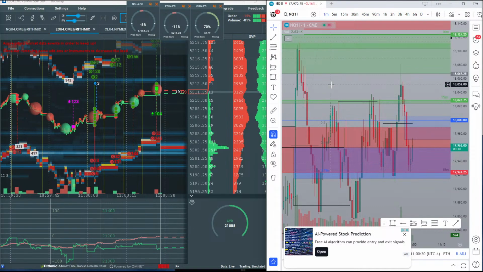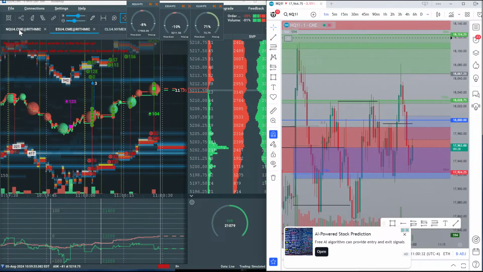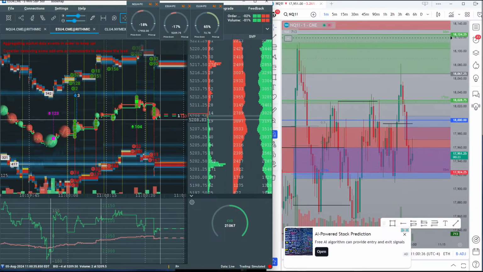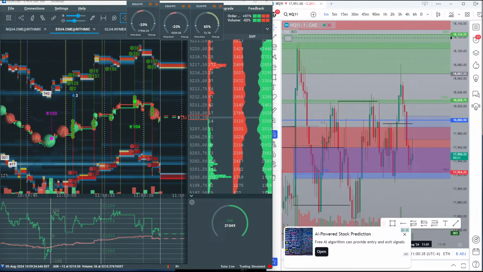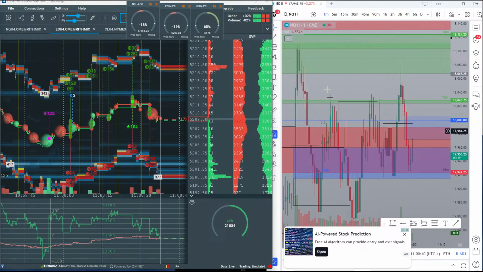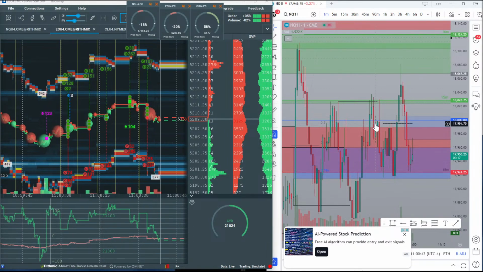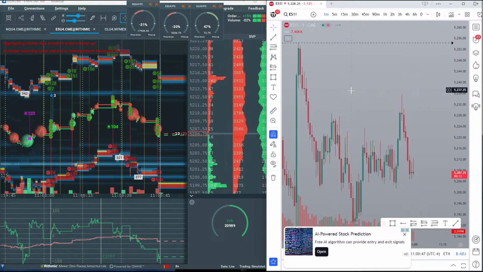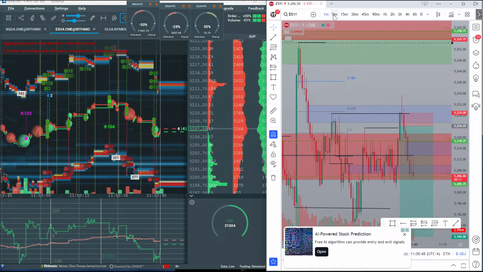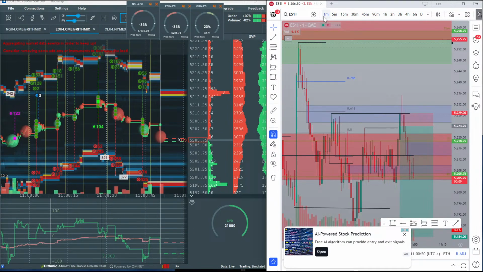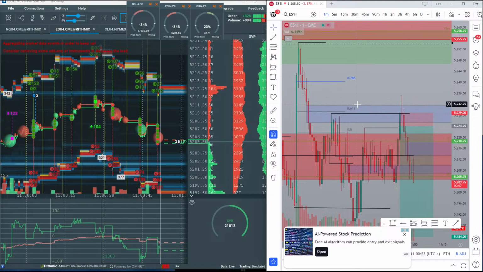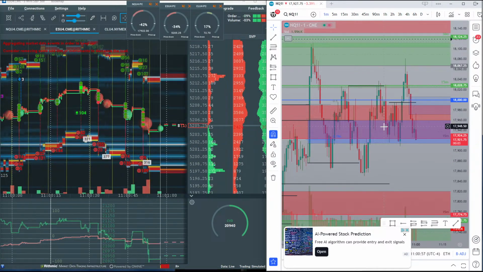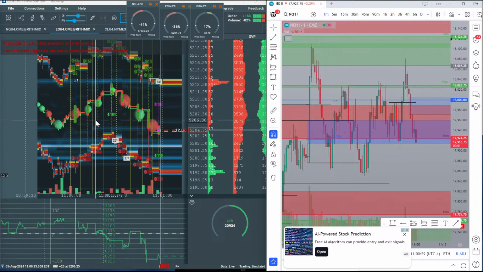NQ hitting a 1 minute fair value gap. That's some insane pressure. Five minute was engulfing. Probably missed our entry. Entry was probably NQ 1 minute fair value gap. We're gonna see.